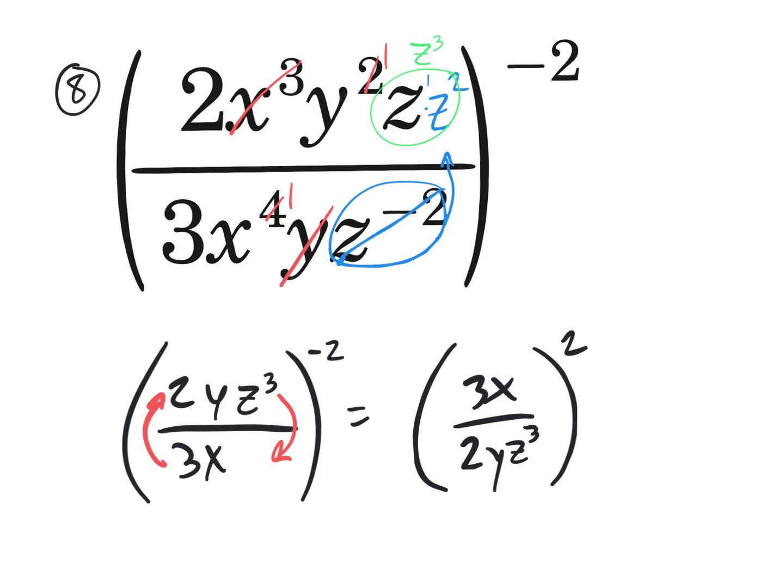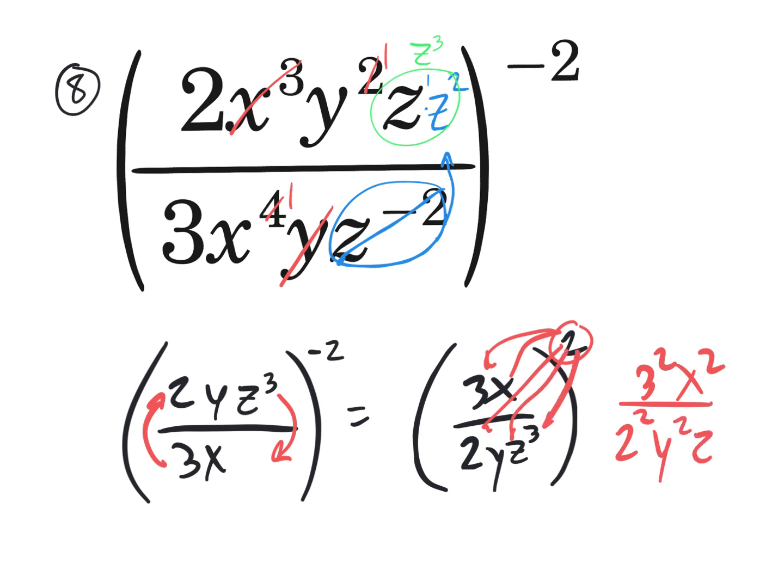So at this point, after you flipped the inside, you could now distribute that outside 2. Put the 2 on the 3 right there. That'll be 3 squared. Put the 2 on the x. That'll be x squared. Over, put the 2 on the 2. That'll be 2 squared. Put the 2 on the y. That'll be y squared. Put the 2 on the 3. That'll be a z to the 9th, because you are multiplying when you have a power to a power. So the final answer will be 9x squared over 4y squared z to the 9th.